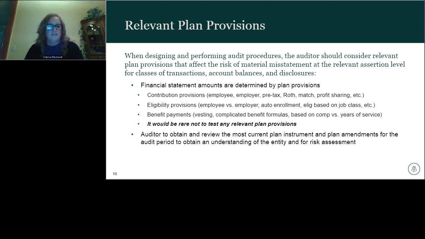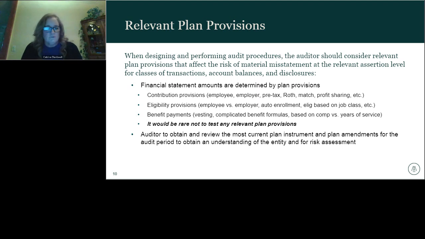And is there a profit sharing contribution? Profit sharing contributions would be calculated differently than an employer match. And how is that done? Are those done in payroll or are they done on an Excel spreadsheet? So there's a lot to assess as far as risk when you look at the plan provisions and then again how they're played out.